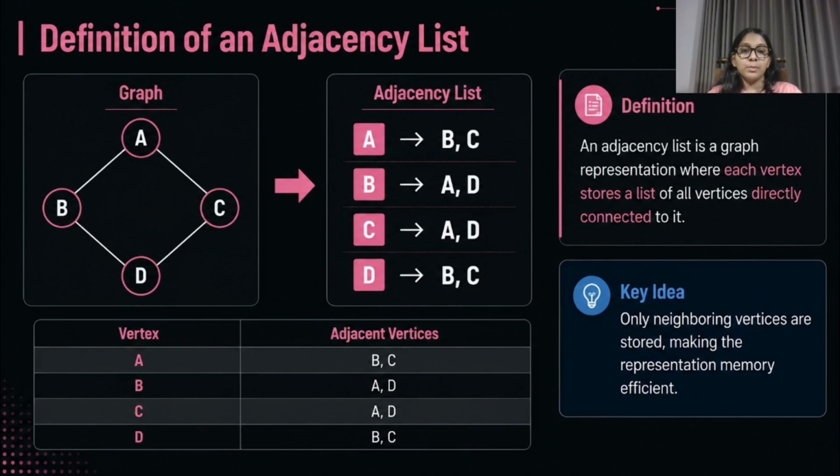The same process is repeated for every vertex in the graph. The result is a collection of lists, one for each vertex. This approach focuses only on actual connections. If two vertices are not connected, no storage space is wasted recording that fact. This is one of the main reasons adjacency lists are so popular.